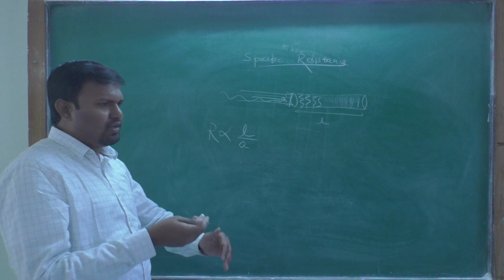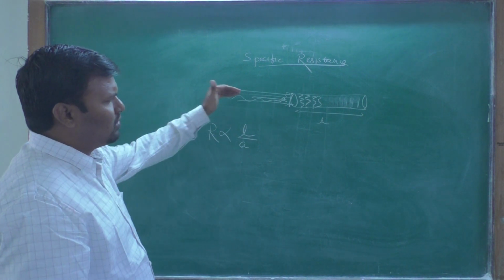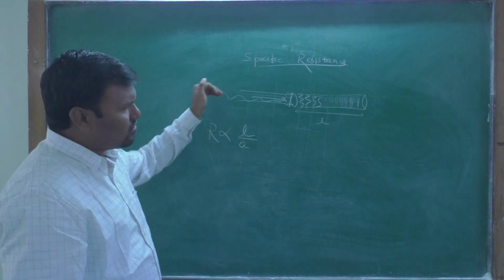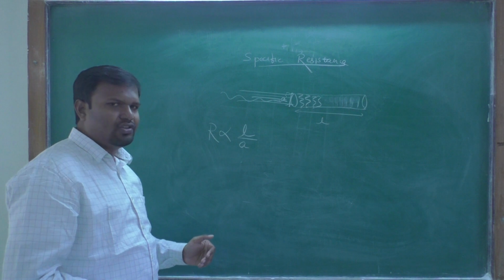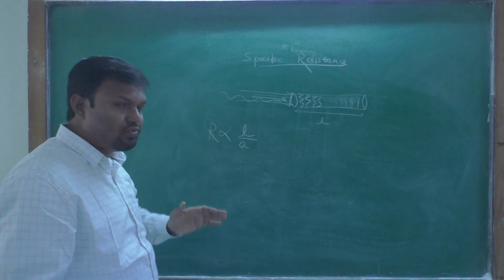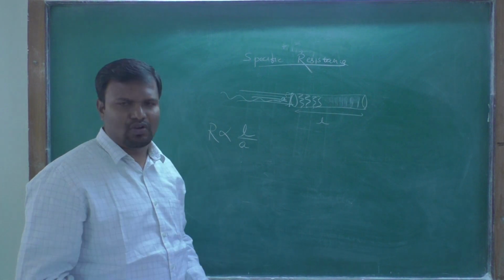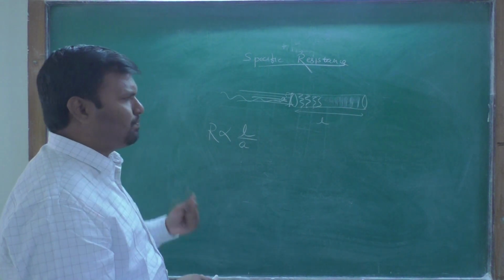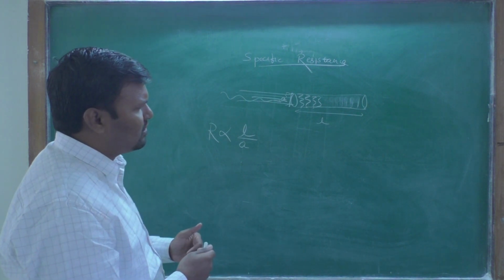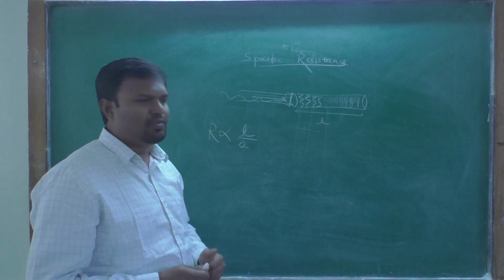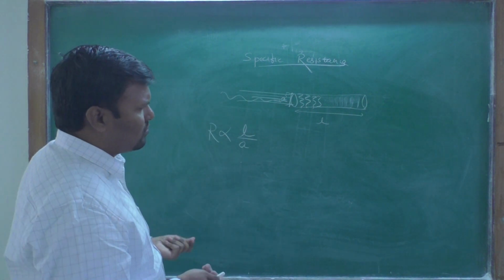As the cross-sectional area increases, the resistance decreases, because there is less resistance to the electrons. When length increases, resistance increases; when cross-sectional area increases, resistance decreases, because more and more passage will be there.